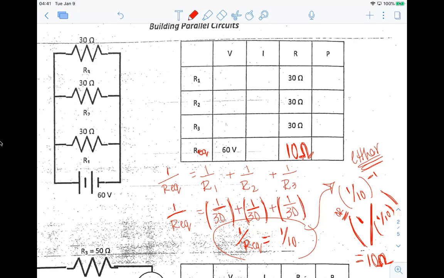Okay. Once we have this, everything else really is self-explanatory. The hardest part of parallel circuits is just doing this fraction part. Otherwise, everything else should be okay. So now we can go ahead and we can calculate our I using V equals IR.